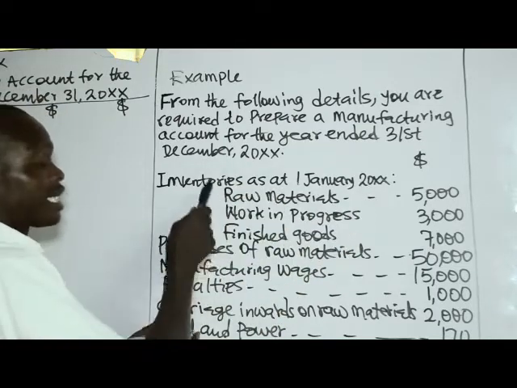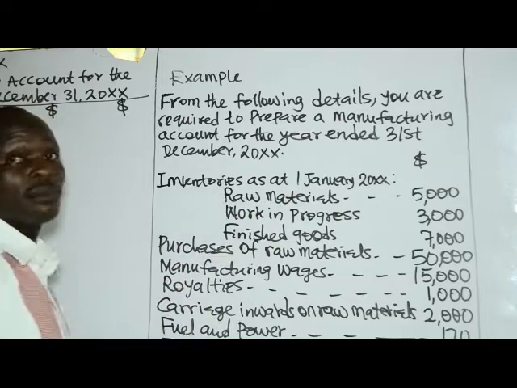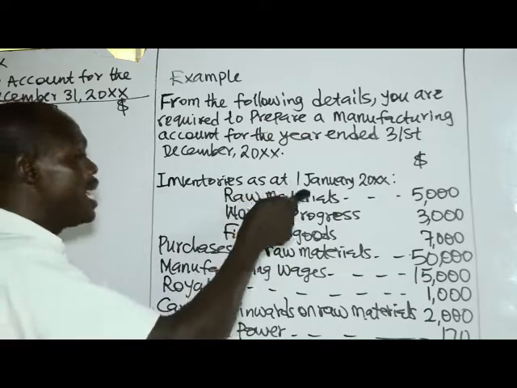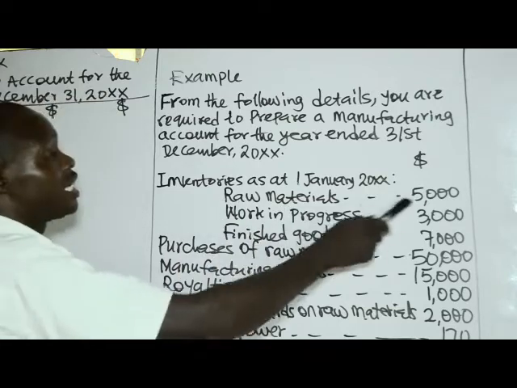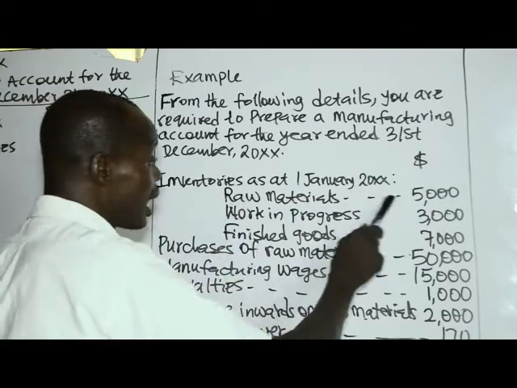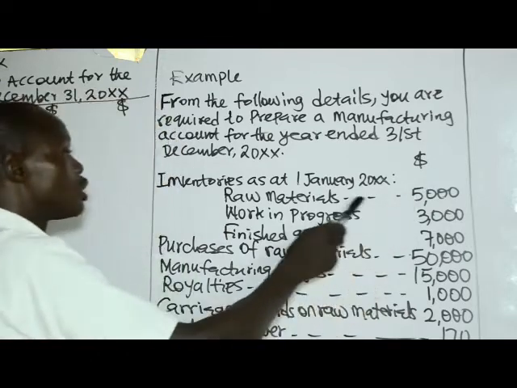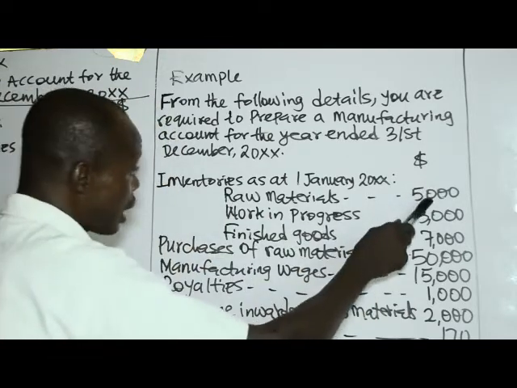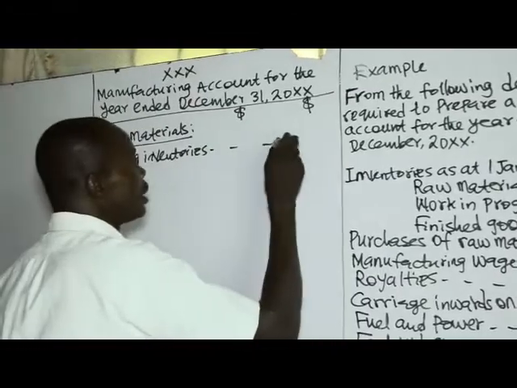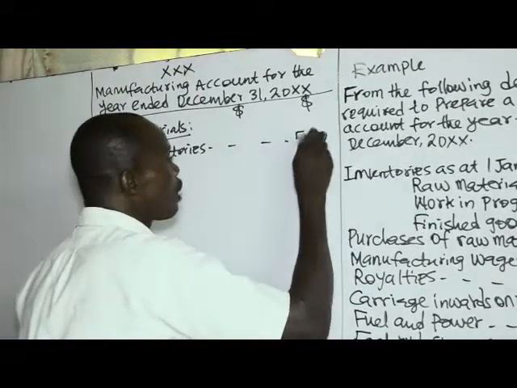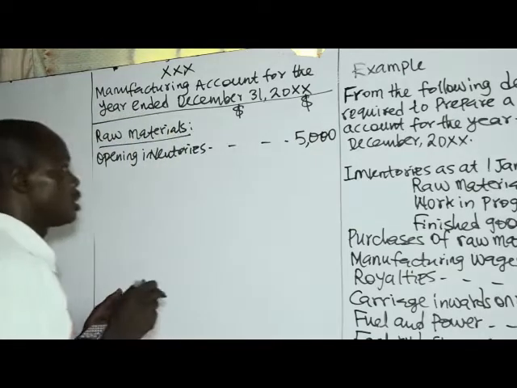Raw materials. Since it is as at 1st of January, which is the beginning of the accounting period, the inventory as at 1st of January 20XX for raw materials is 5,000. So the opening inventories of raw materials is $5,000. You put that here: opening inventories of raw material, $5,000.